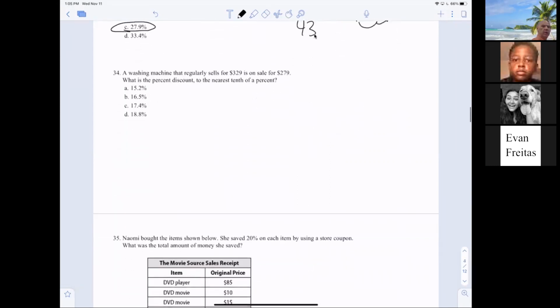All right, here we go. Number 34. It says a washing machine that regularly sells for $329 is on sale for $279. What is the discount? What's that? 50 over 329. Yes, because remember, whenever you want to find a percent, it's the change divided by the original. So in this case, the change is $50, right? And you're dividing it by the original price, which is $329. And tell me what that is as a decimal.